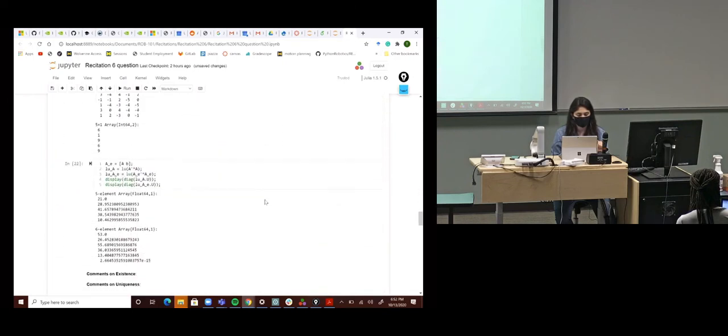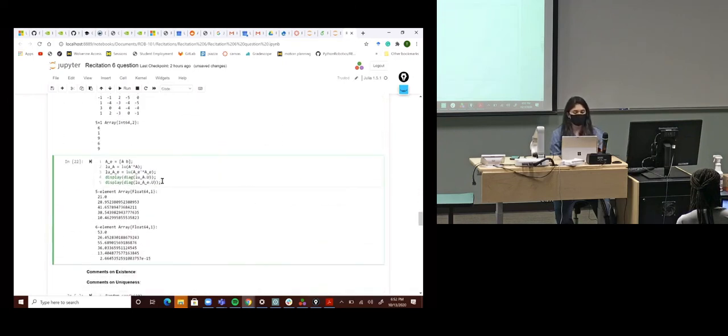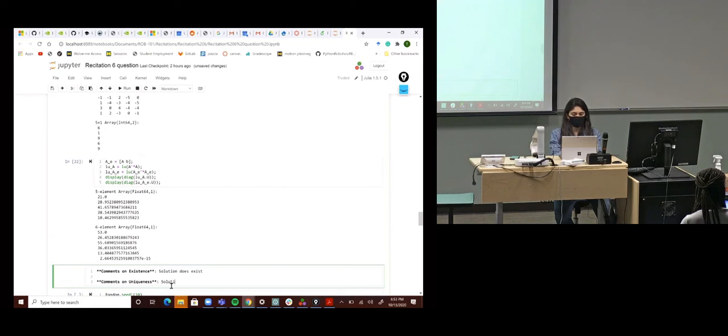So I know that for the system of equations, we first checked its existence in the previous part, and now we've talked about the solution being unique, right? So we can comment and say that the solution does exist, and we also know that the solution is unique.